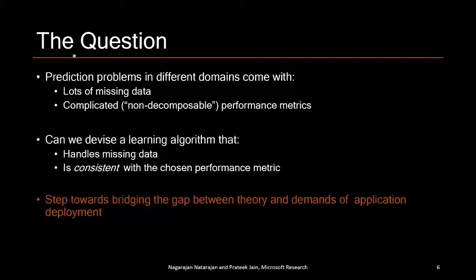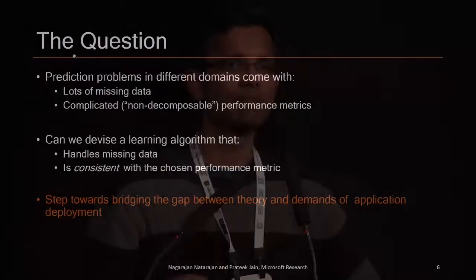One is you want to be able to handle the missing data. At the same time, you want to be able to optimize with respect to the metric that you care about, and say something theoretically interesting, in the sense that the solution you present eventually has a bounded error in the metric that you care about. So this work initiates a research agenda where we want to bridge the gap between the theoretical guarantees you can get and the demands that application deployment may pose.